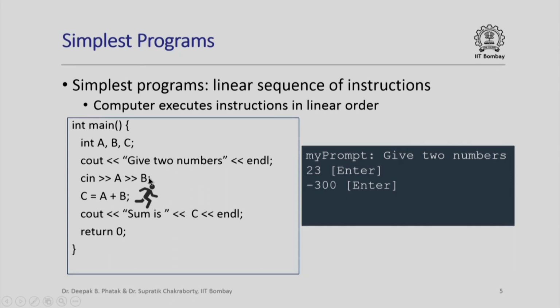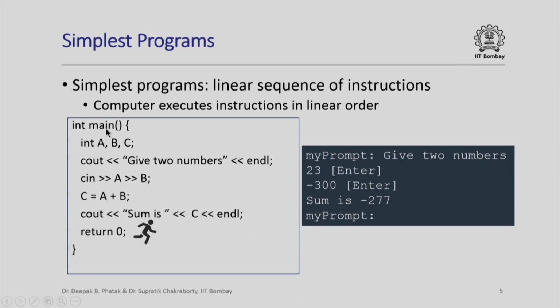So it is done executing this instruction, and it is now going to go and execute exactly the next instruction that appears in sequence after it. In this case it is C assigned A plus B. When the computer executes this instruction, it does this addition internally, nothing shows up on the screen, but after executing this instruction the computer goes to the next instruction, and as it executes it, on the screen we get this message: sum is, followed by the value of C, in this case minus 277, and then the computer executes return 0, which basically passes control back to the operating system.